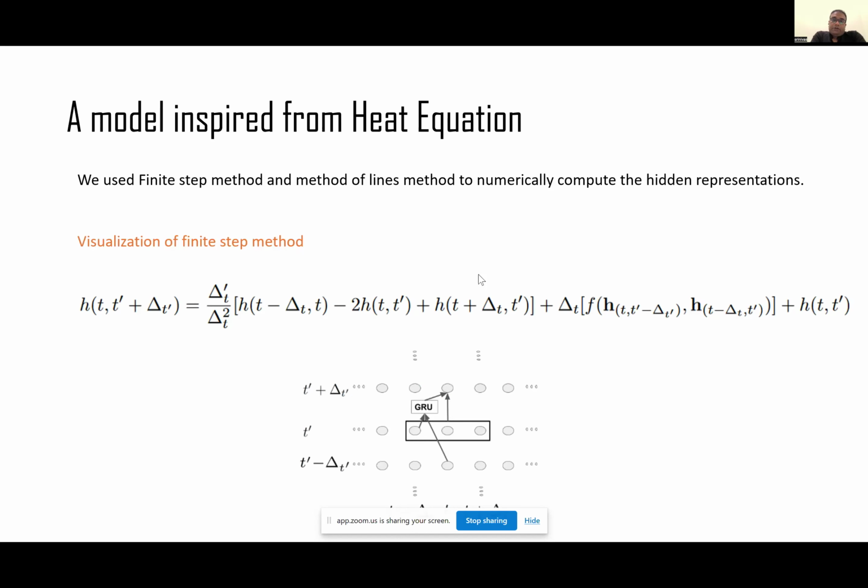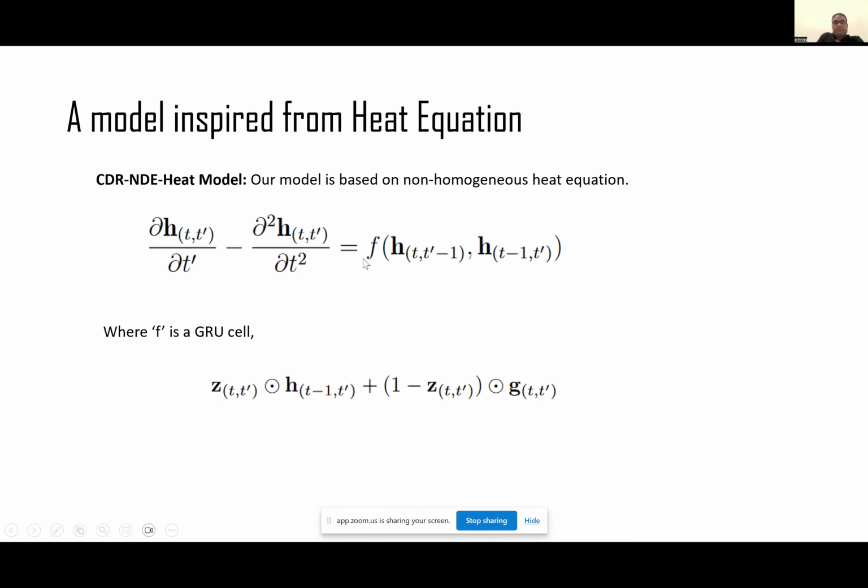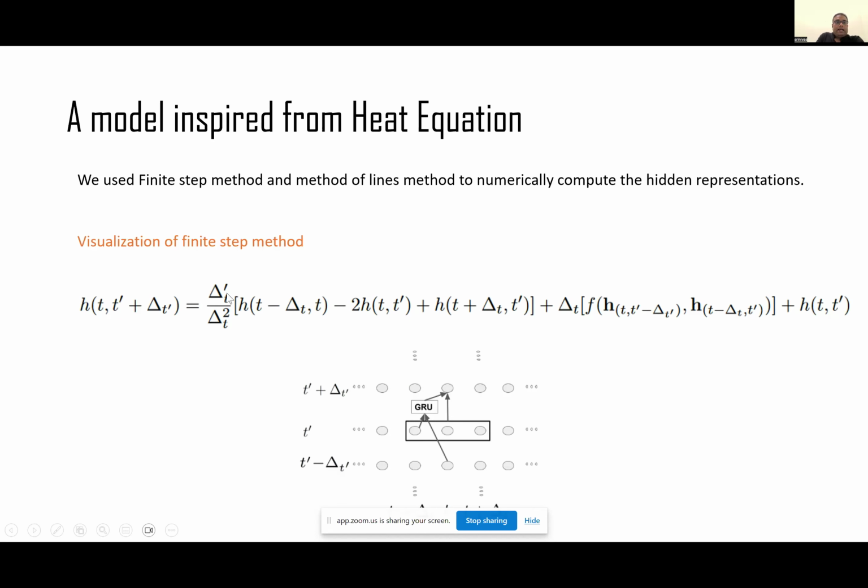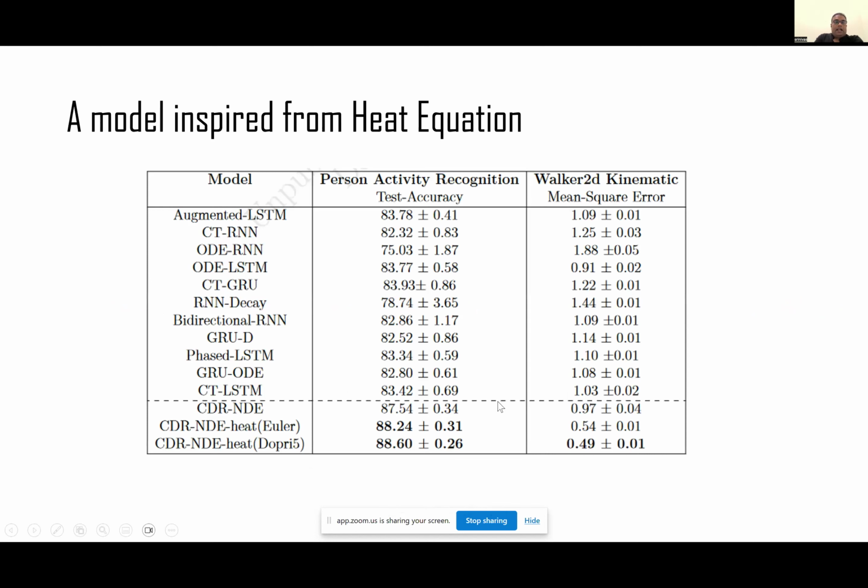We try two different numerical methods. One is the finite step method, and another is a multi-step numerical method. For the finite step method, we can rewrite this differential equation in a discrete form, and after arranging the terms, we get the next state, that is, how to compute the next state given its neighboring states. This is the pictorial representation of the computation of the hidden states. In this way, over time, we compute the hidden state across the entire grid.